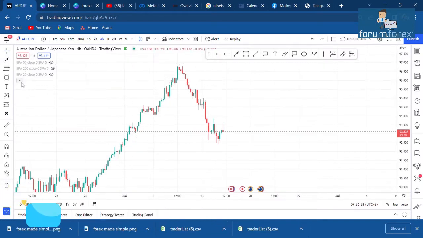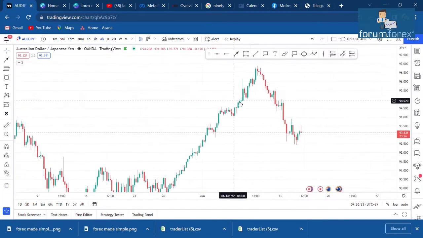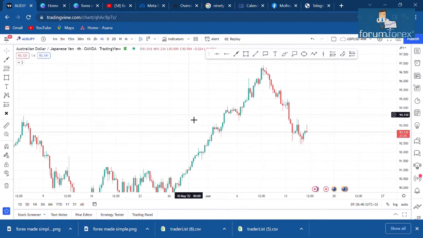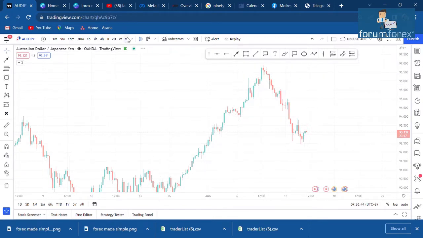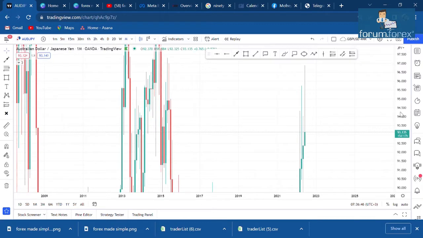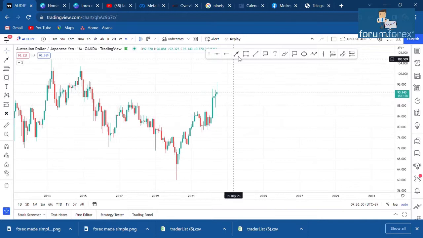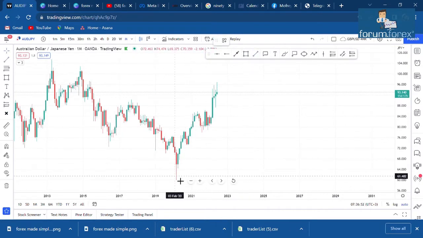So this being my 4 hour, I don't need to analyze on the 4 hour because I'll not get the clear picture. So let me go to the monthly chart. Let's do it quickly. On the monthly chart, I have a trend line here. I can see the 2020 market, so I can put my trend line like that.